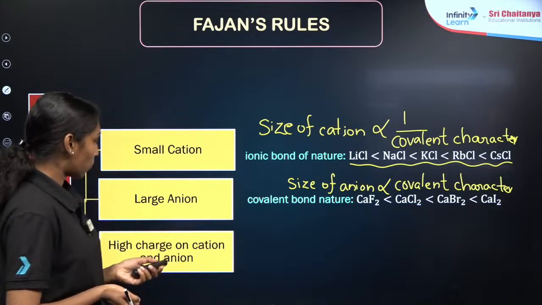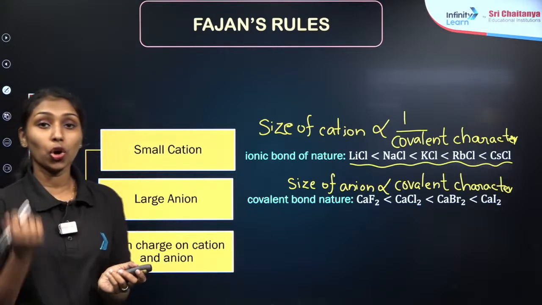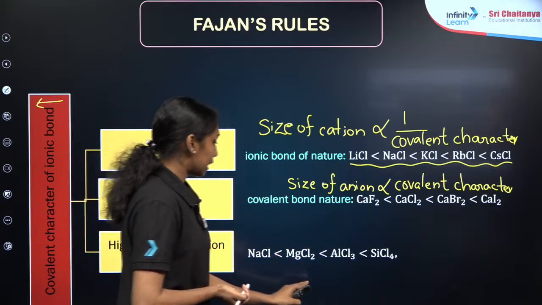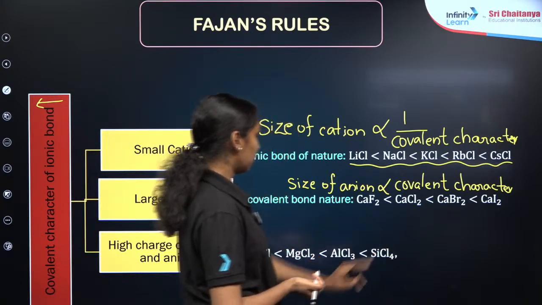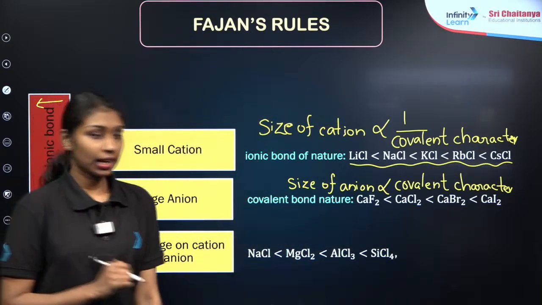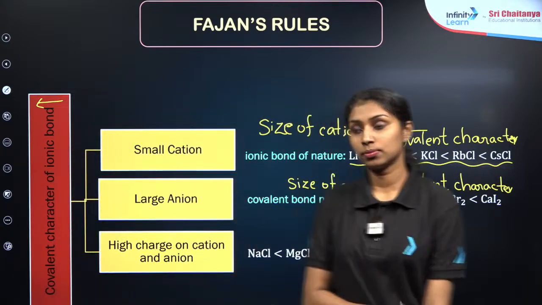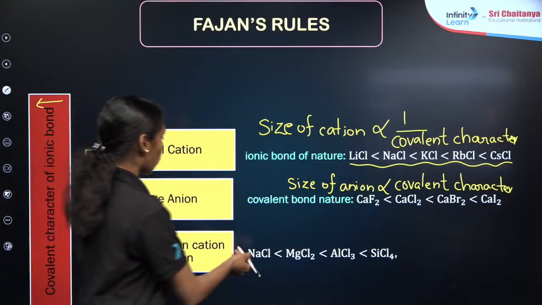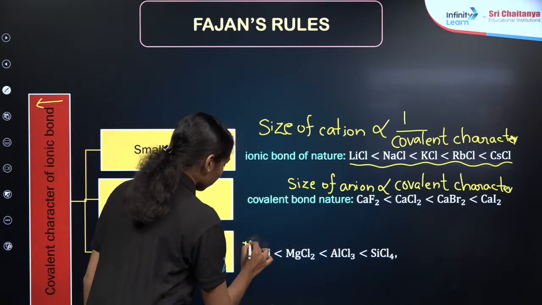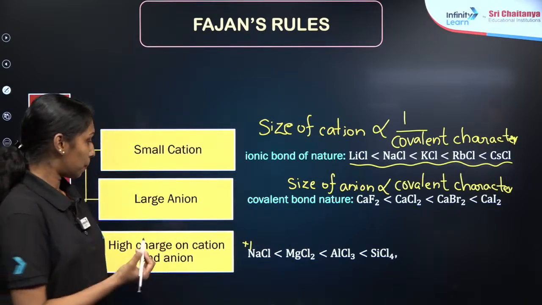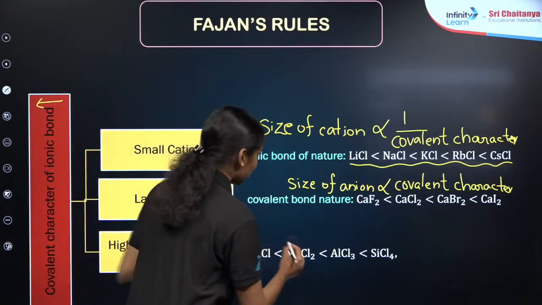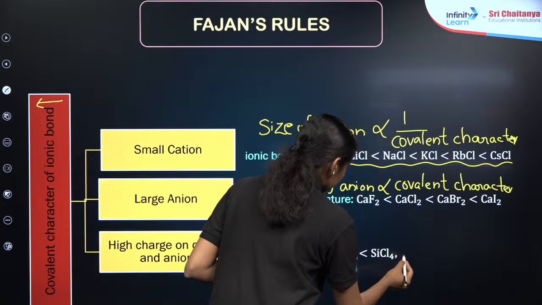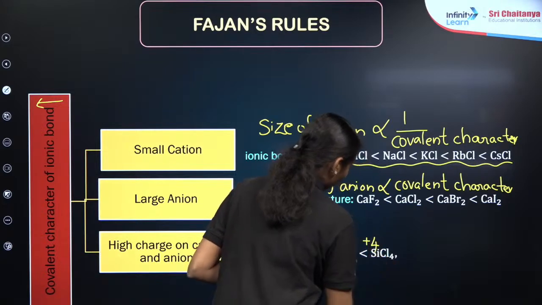The next parameter is the high charge of the cation or anion. If you take this example here, NaCl, MgCl2, AlCl3 and SiCl4, what will be the charge in the case of the cation? These are the chlorides of different elements, right? This is sodium. What will be the charge here? +1, right? Na plus Cl. Then here MgCl2, which means it is +2. Then here it is AlCl3, Al plus 3. SiCl4 means it is Si plus 4, right?